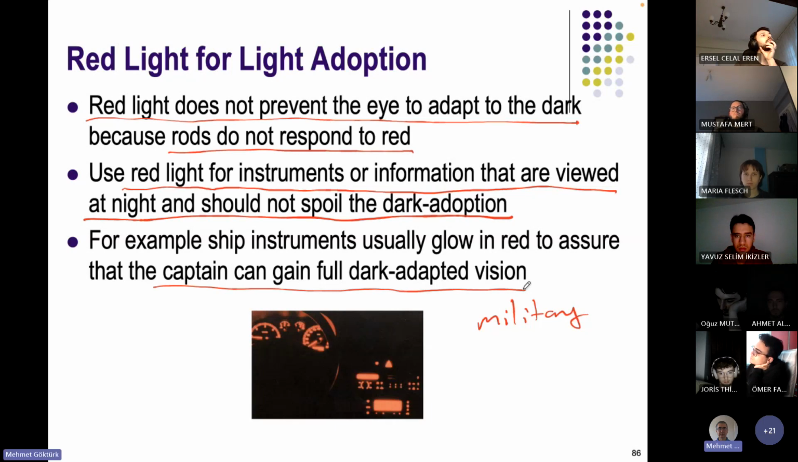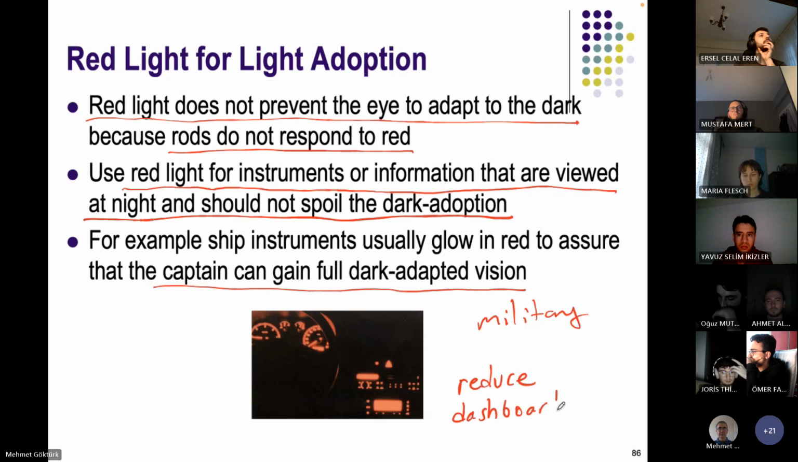Unfortunately, today's cars have commercial interests, and they make full of displays everywhere. But my suggestion all the time is reduce dashboard light by adjusting the level of light so that you can see outside better.